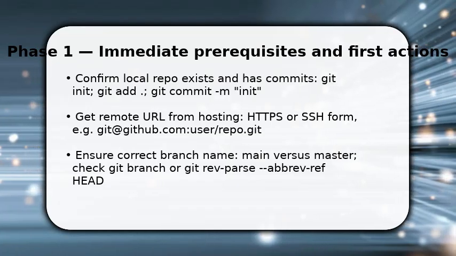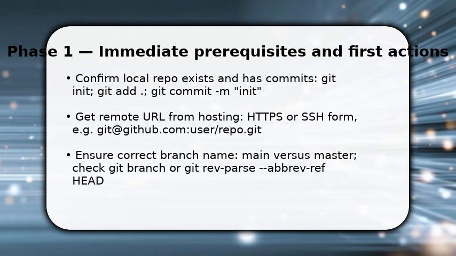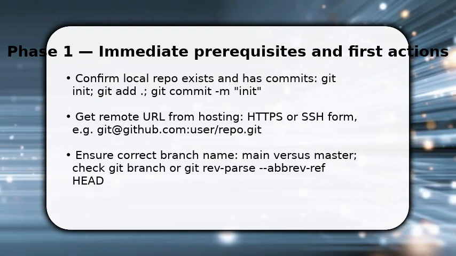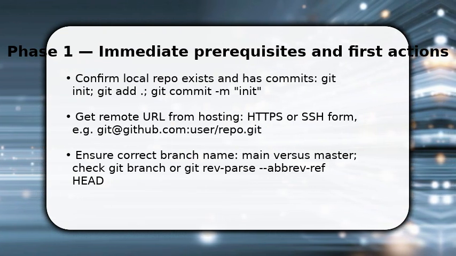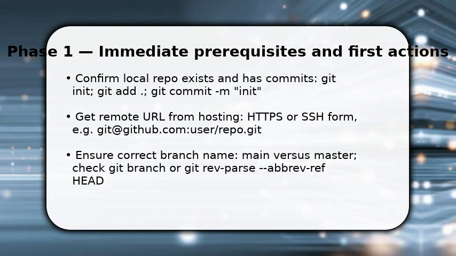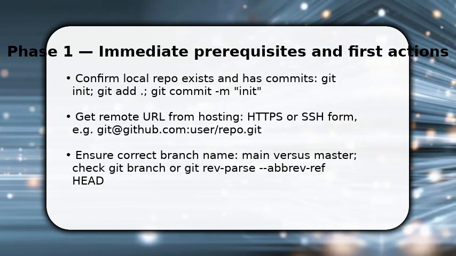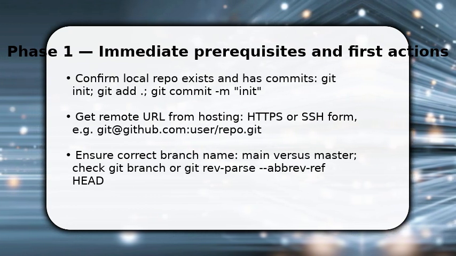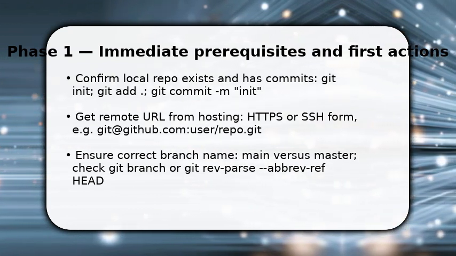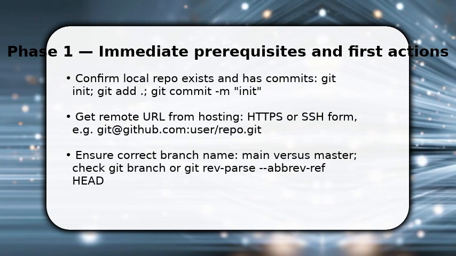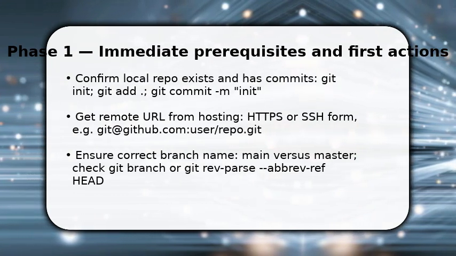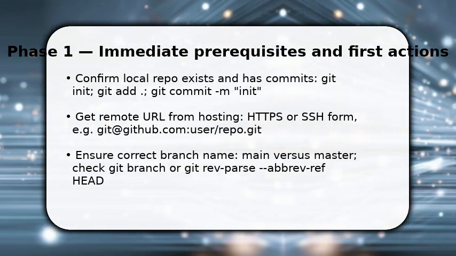You already have a local repository with at least one commit, so start by identifying your branch and the remote URL you'll use. First, confirm the current branch with git rev-parse --abbrev-ref HEAD. If you need to switch, do git checkout main or create it. Next, copy the repository URL from your hosting provider, choosing SSH or HTTPS based on your credentials. Once done, you're ready to add the origin reference.